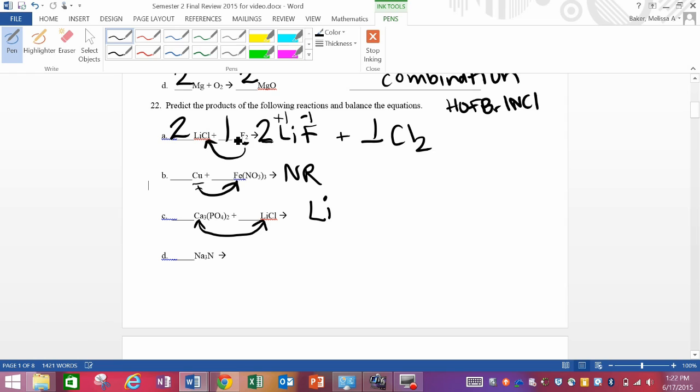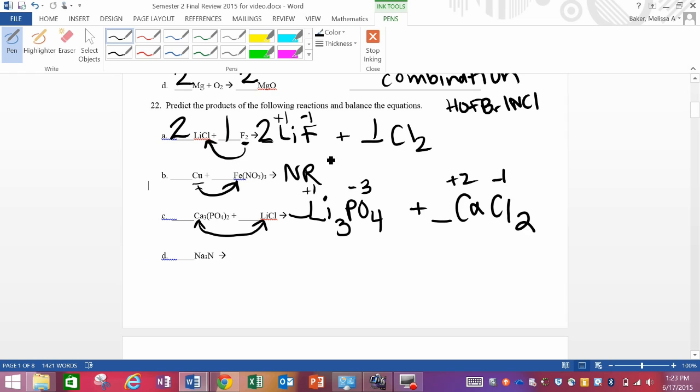So Li is now going to be with PO4. And since it's a new relationship, we need to check charges. So this becomes Li3PO4. And now Ca is going to be with Cl. Check charges. It's going to be CaCl2. And now we're not balanced.